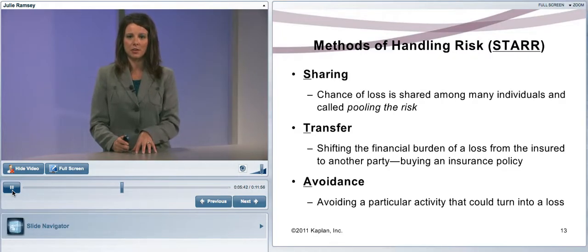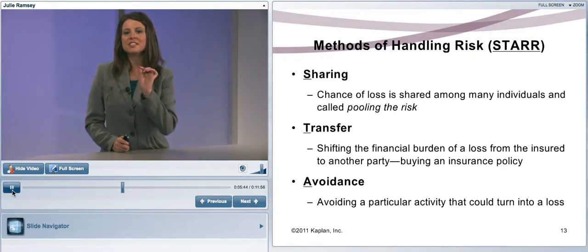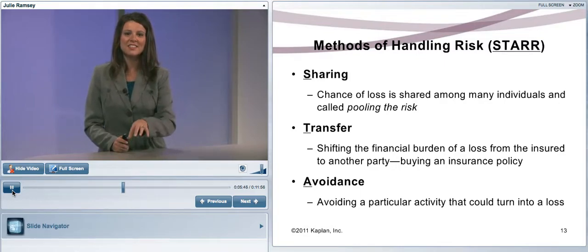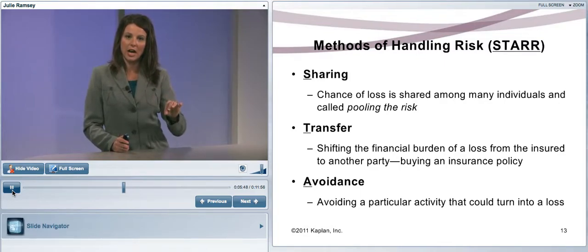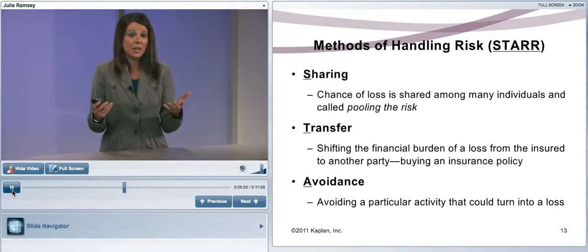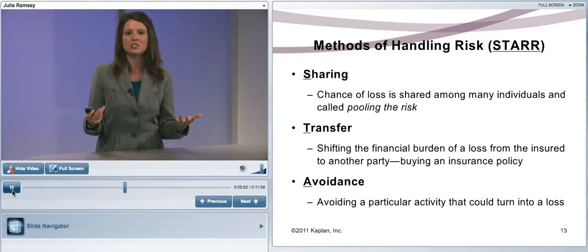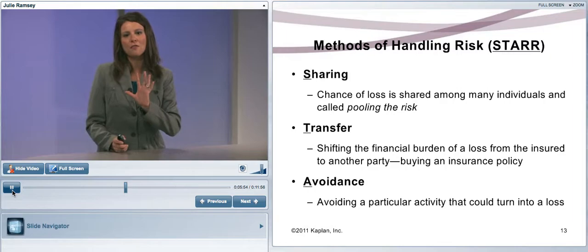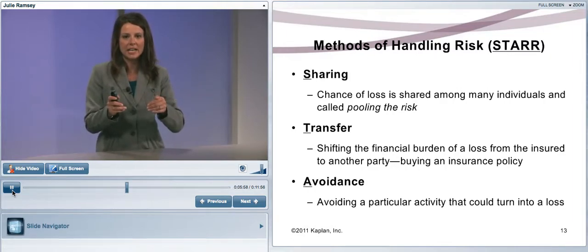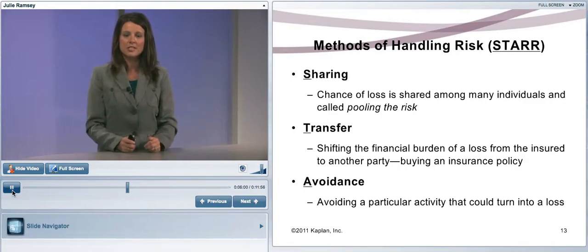Methods of handling risk. Now, this is the acronym I told you about, STARR. I want to make sure that if I got a question that said, what are the ways to deal with risk, that I know all 5 of these. S stands for sharing, pooling the risk. I'm not buying insurance, we'll just pool the risk. T stands for transfer. That means to buy insurance.